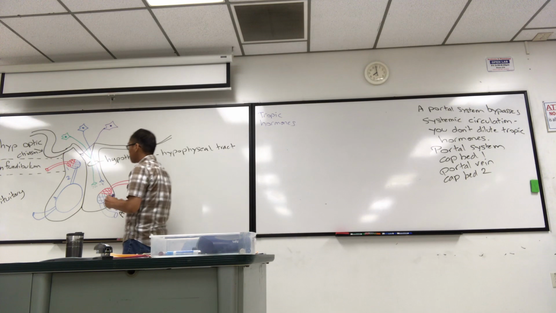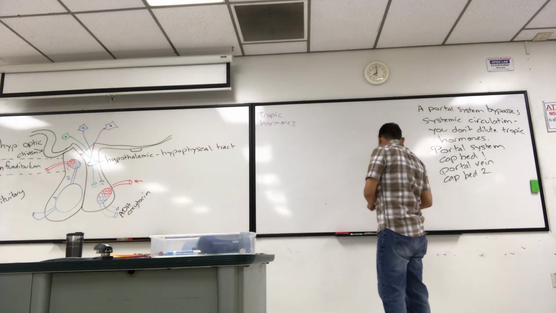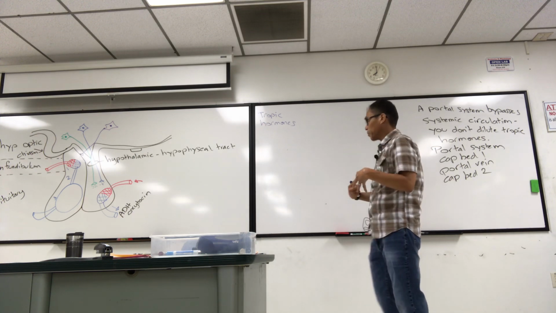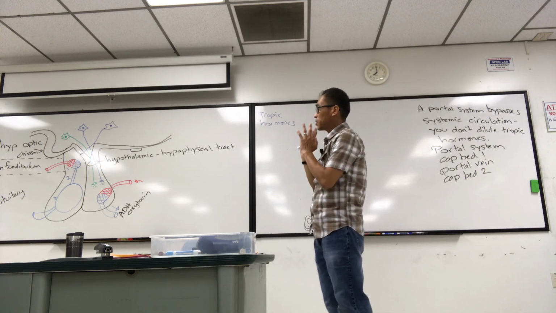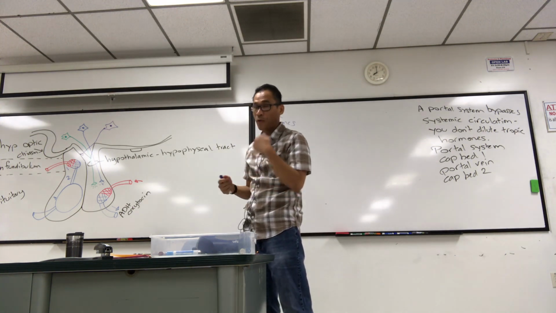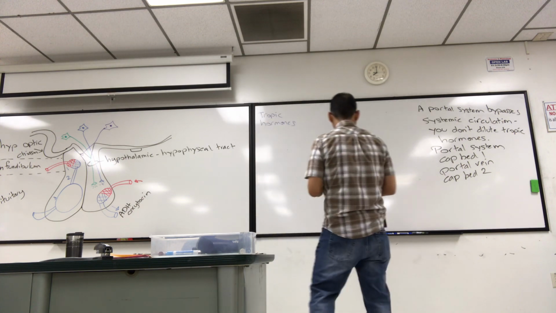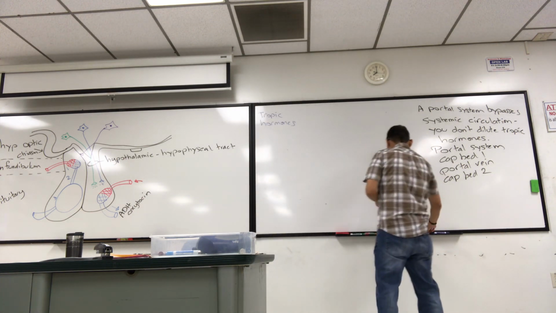Okay, anyways, the tropic hormones that you have to know control different endocrine structures in the body. So it starts with the brain, it starts with the hypothalamus. One of the hormones that will control the thyroid is Thyrotropin-Releasing Hormone. So I'm going to list it under here.